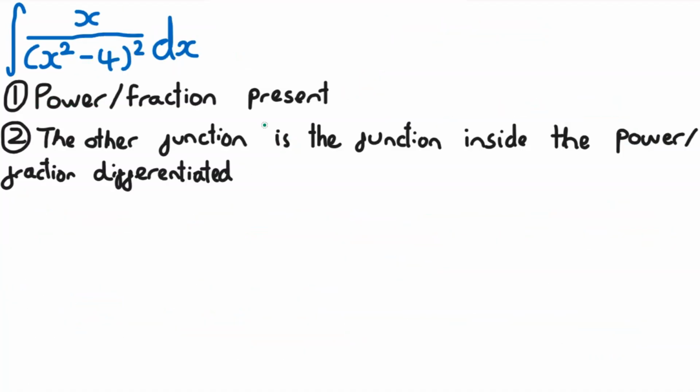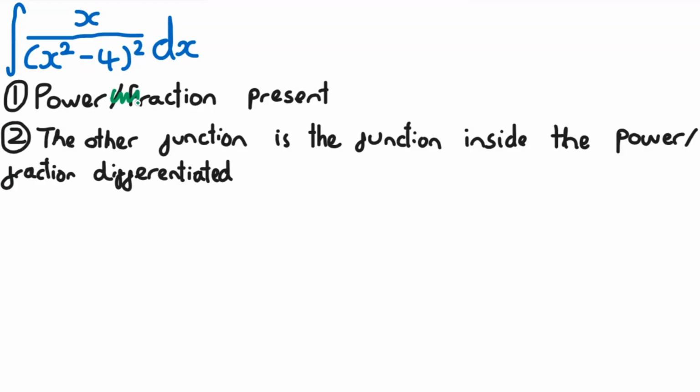Okay, so this is a bit of a special example that I want to go through, where we have the integral of x over x squared minus 4 to the power of 2. So let's consider the clues to see if we can use the reverse chain rule. Now, when you look at this, you might be thinking to say for clue 1 that a fraction is present, and then do the thing we did before where we do the natural log of the denominator. But for this one, we're not going to do that.